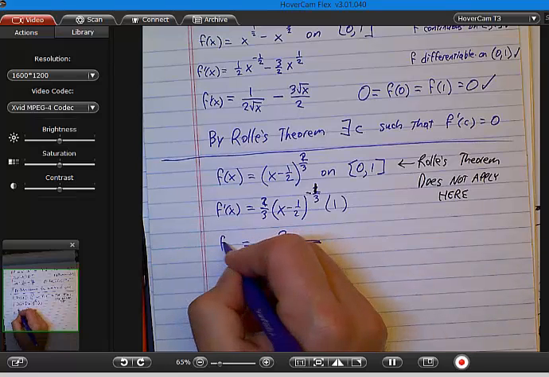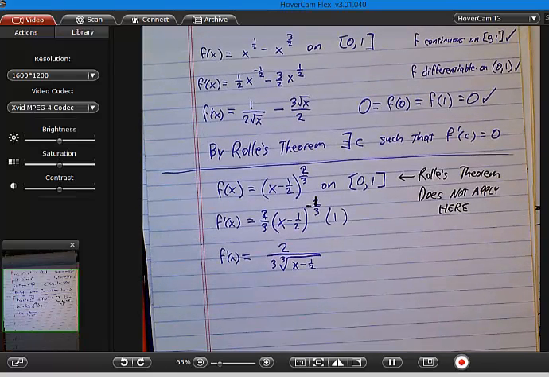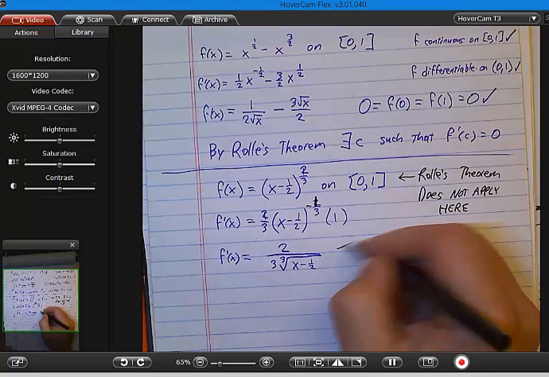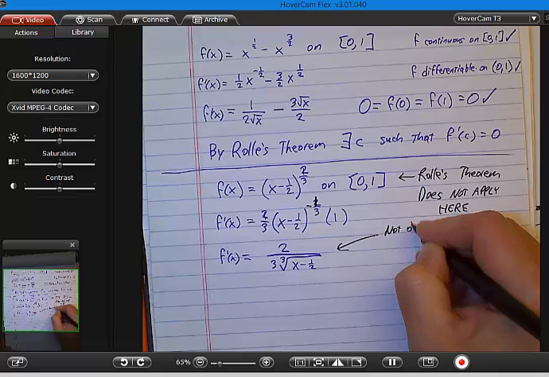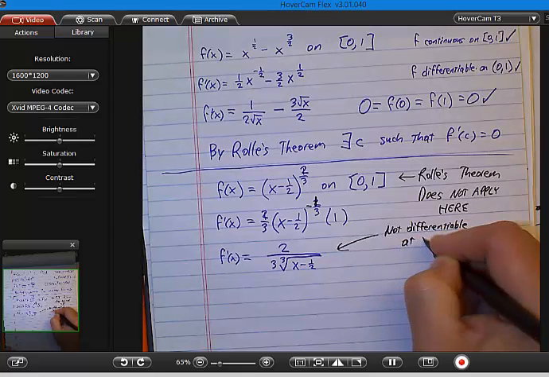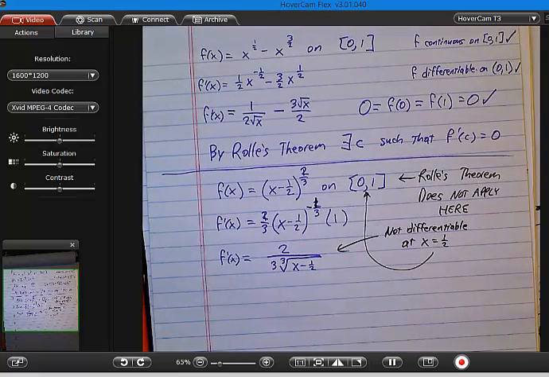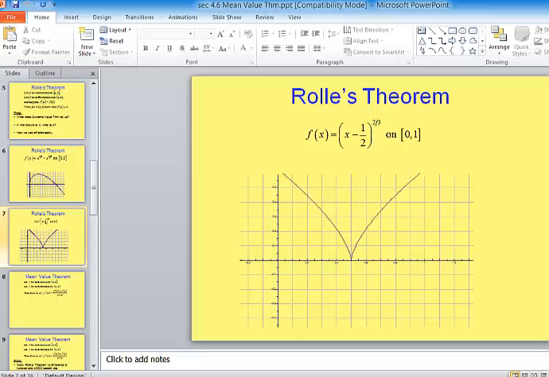Okay? So you guys, why is it that Rolle's theorem doesn't work for this problem? This is not differentiable where? At x equals 1/2. And the problem is, x equals 1/2 is smack in the middle of my interval. And that's why when you look at the graph, is there any place that the derivative equals 0? No. We do have f of 0 and f of 1 are both the same. They're both the cube root of 1/2. But yet there's no place that the derivative equals 0 on the picture.